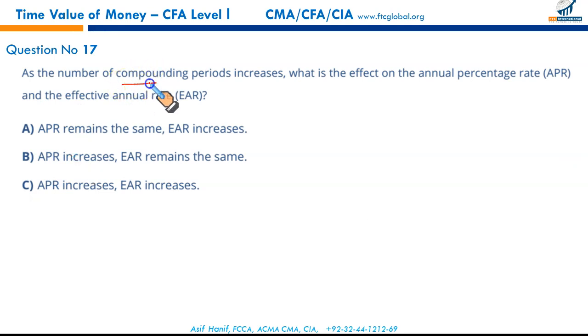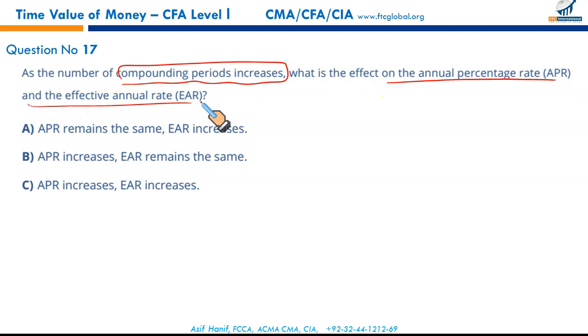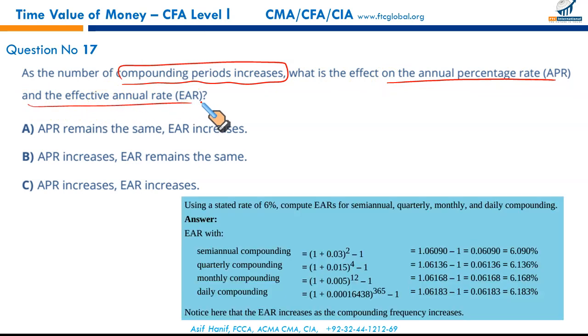As the number of compounding periods increases, what is the effect on the annual percentage rate and the effective annual rate? Here we go. That's what will assist us. When the compounding was done twice in a year, your effective annual rate was 6.09. When the compounding period was increased from 2 to 4, your rate went up. Further, as the number of compounding per period goes up, your effective interest rate goes up. APR remains the same and EAR increases.